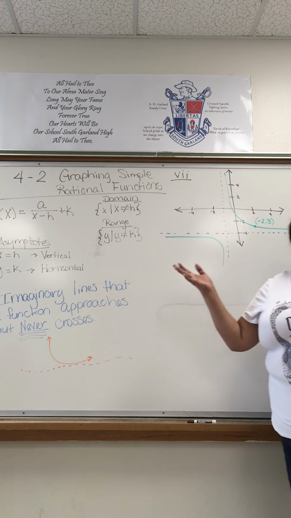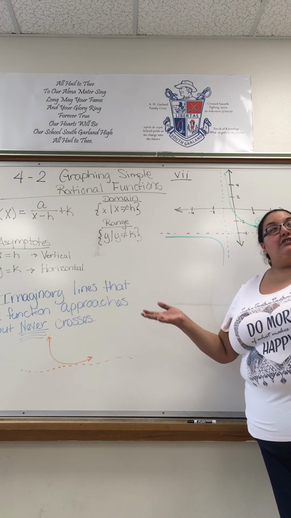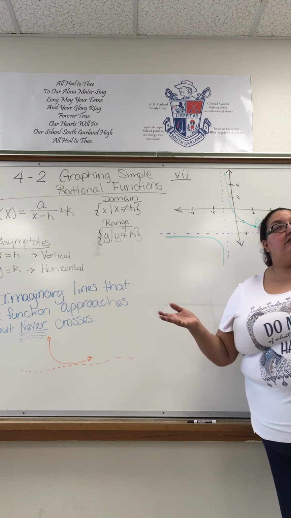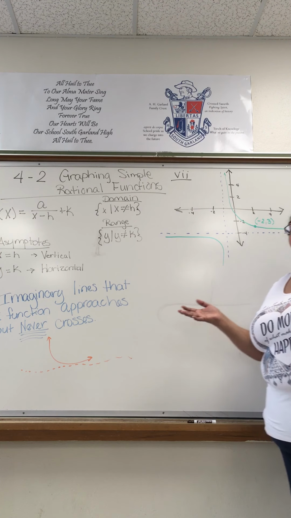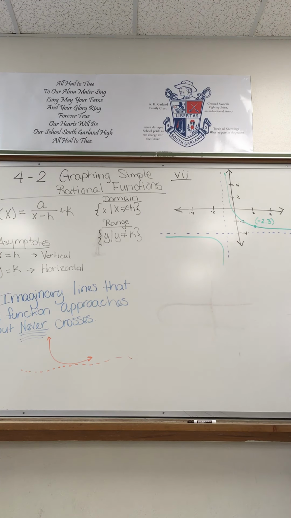So for rational functions, the graph is called a hyperbola. So one of the things I want you to make sure you know is that the name of these are called hyperbolas. All right, so just something important that we should make sure that we know.